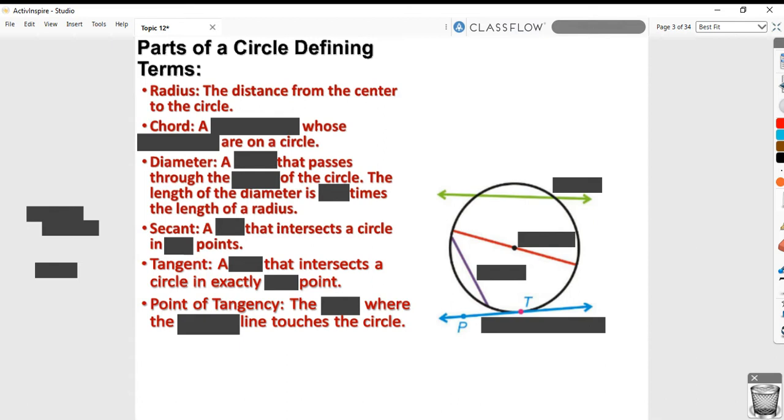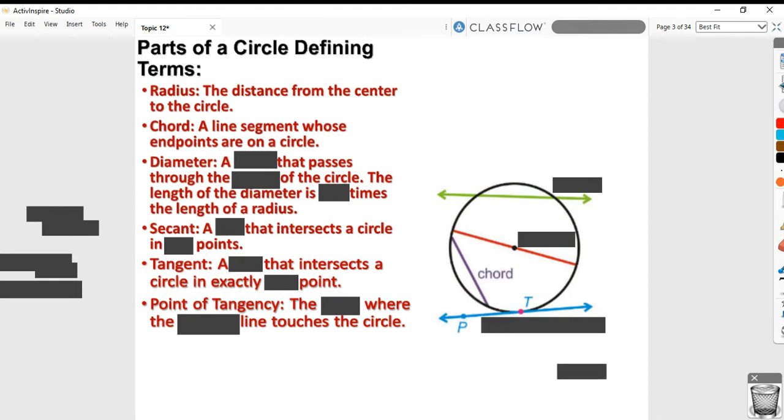Our next definition is a chord. That is a line segment whose endpoints are on the circle. When you look at this picture on your page, this purple line going across the bottom is a chord. It is a line segment, and it's got a starting point and an ending point that are both on the circle itself.